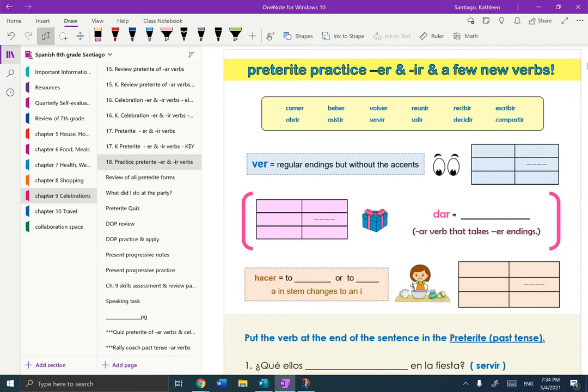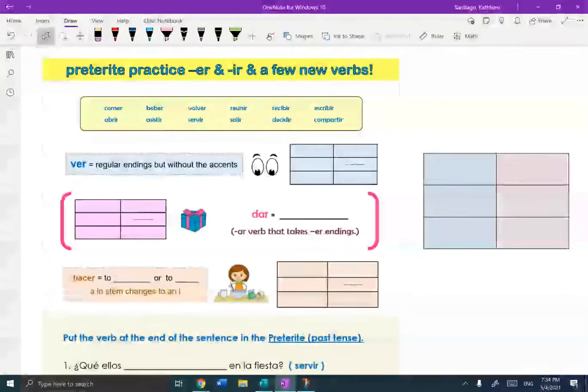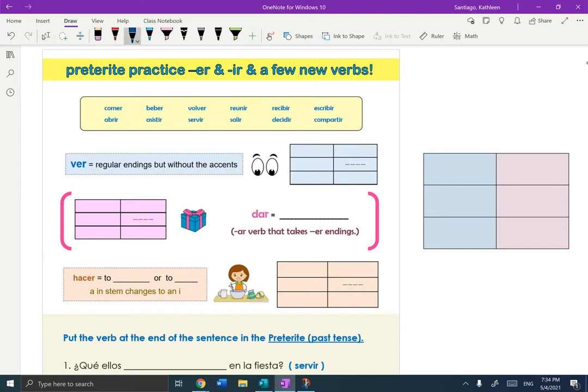I am just going to do a quick video with you to talk about the page Preterite Practice, ER and IR, and a few new verbs. I'm in your OneNote, Chapter 9. Going to eliminate the table of contents. The verbs that we've been looking for are the ER and IR verbs in the past tense for celebrations. We've been working with, in the yellow box, comer, beber, volver, reunir, recibir, escribir, abrir, asistir, servir, salir, decidir, and compartir, just to name a few. Today we're going to look at ver, dar, and hacer, and then you have practice work to do.